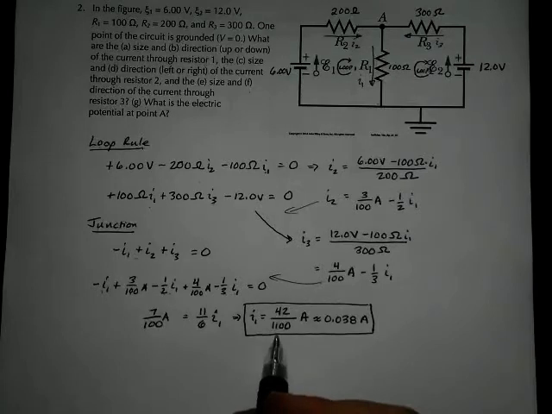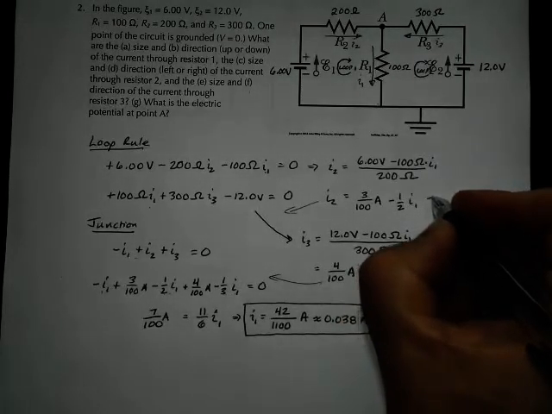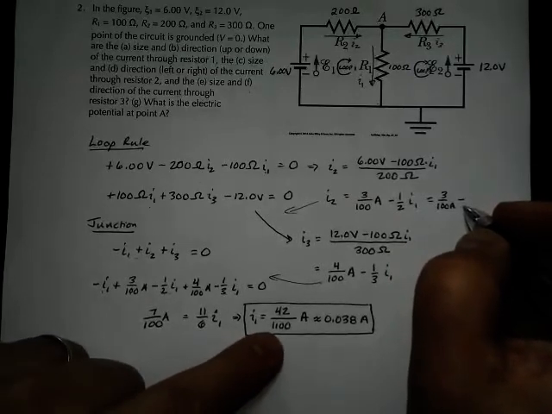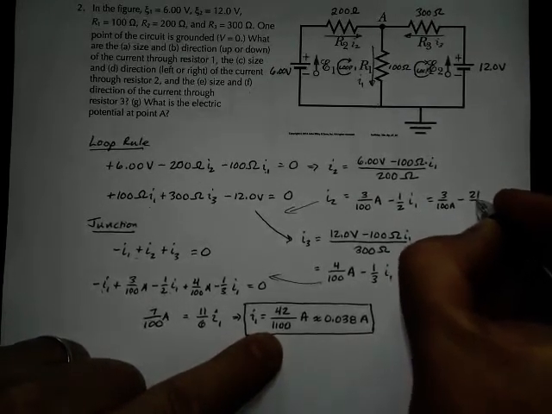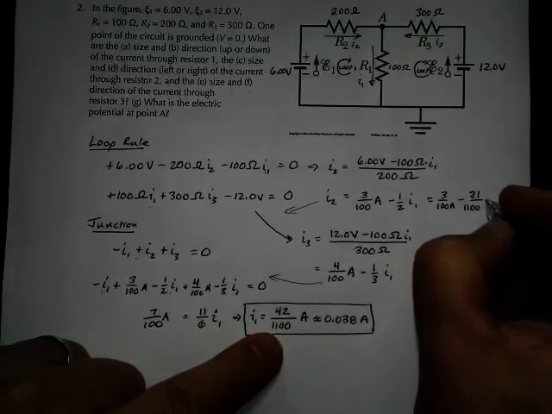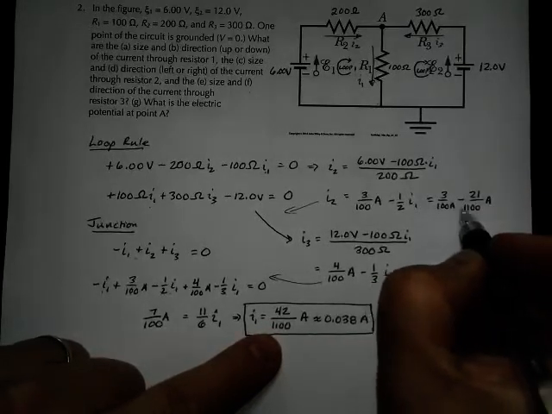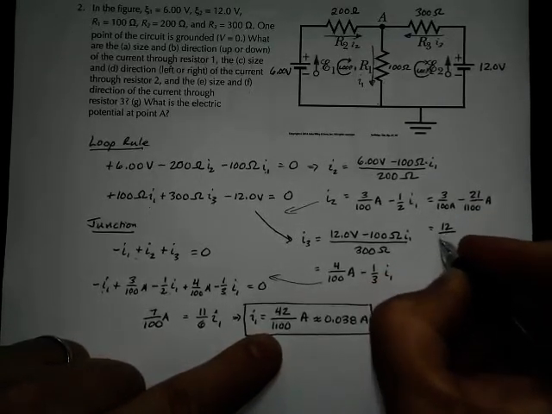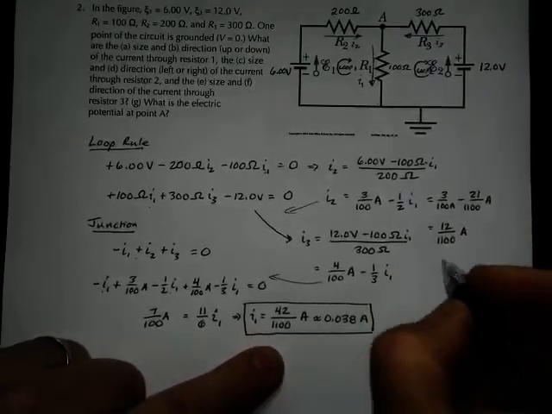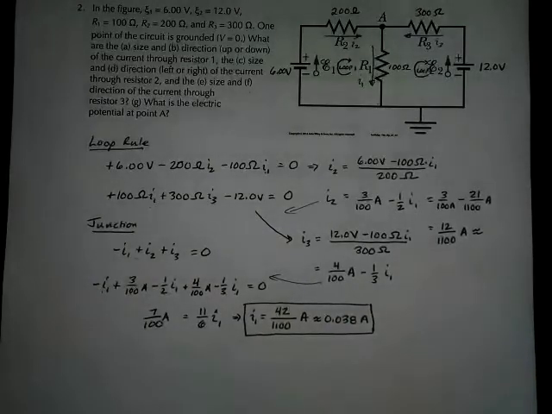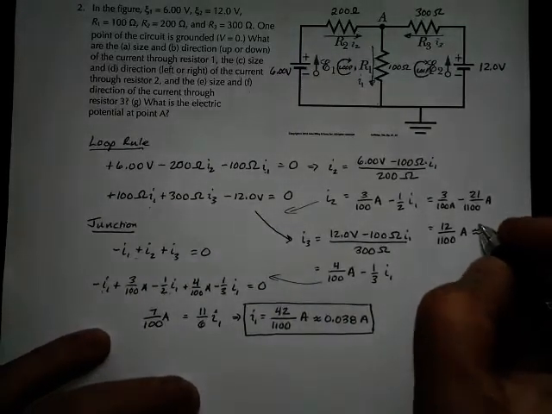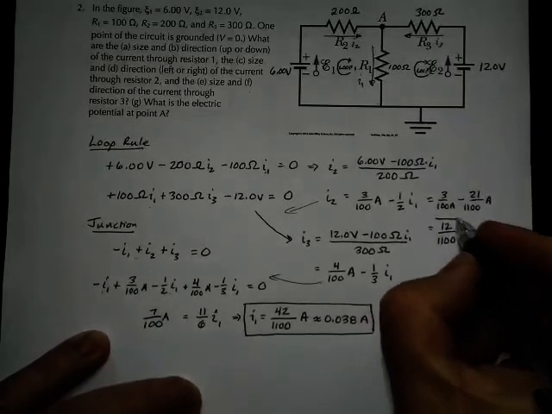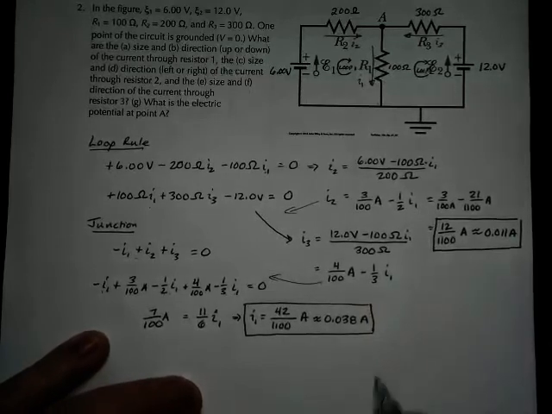All right, now that I know I1, I can plug that in and get I2 and I3. So I2 we had was 3 hundredths of an amp minus, and now we need half of I1. Well, I1 is 42/11 hundredths, so that's 21/11 hundredths of an amp. So if I make that common denominator, this is 33/11 hundredths minus 21/11 hundredths, so that is 12/11 hundredths of an amp. Again, for those of you that are not excited about fractions, that's about 0.11 amps.